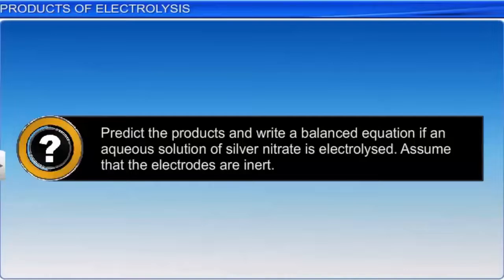Let's test our knowledge by solving some practice problems. Try to answer this question on your own before proceeding. Predict the products and write a balanced equation if an aqueous solution of silver nitrate is electrolyzed. Assume that the electrodes are inert.